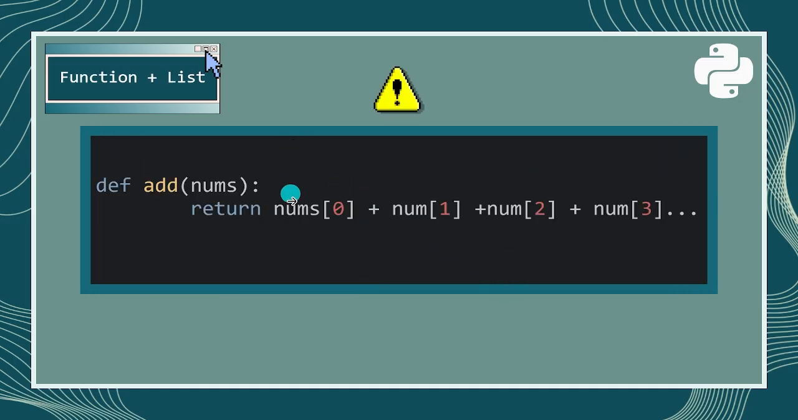So this is how we would access num0, then the first number, then the second, and then so on. This wouldn't be very nice. Okay, we need a better way of going through all of the numbers.